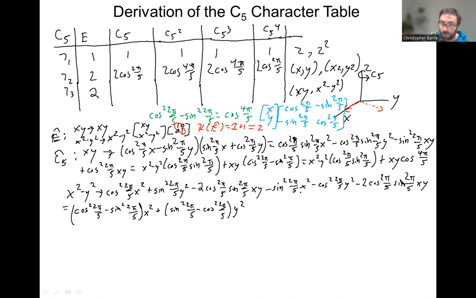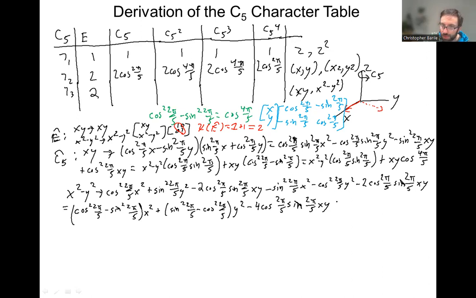So those took care of all the squared terms, and then we have these two same terms here, which combine to give us minus 4 cosine 2 pi over 5 sine 2 pi over 5 x y.